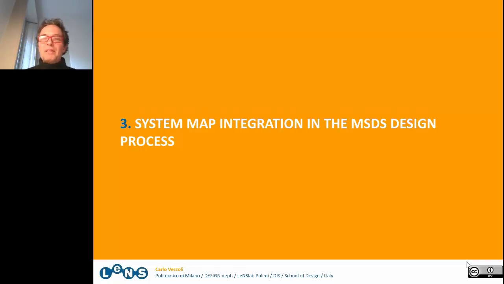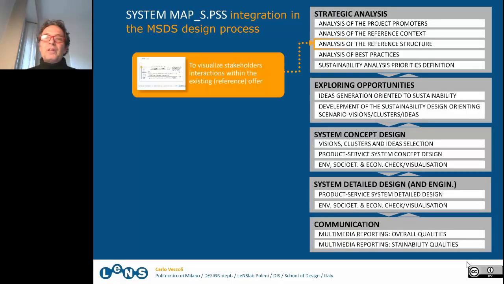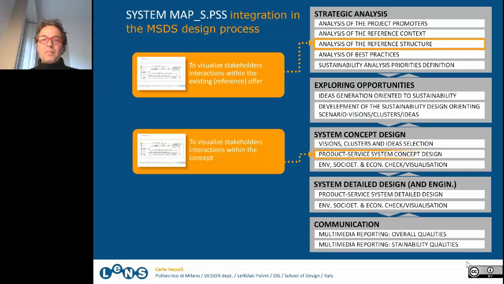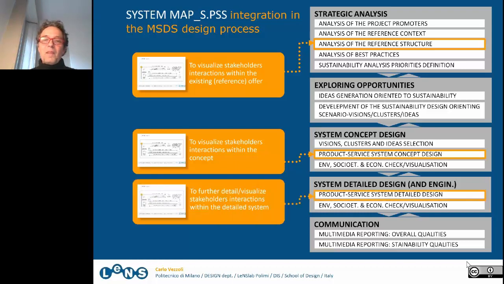But where do we integrate the system map into the MSDS method? Actually, we can use it at the beginning when we are analyzing the existing system, so we can define the stakeholders and the interactions among them. As well, when we start to define the concept, we can visualize the concept in terms of stakeholders and interactions that occur among them. And then we can use it, and it will be definitely more detailed, in the system detailed design. So many times we may have even quite a large system map.